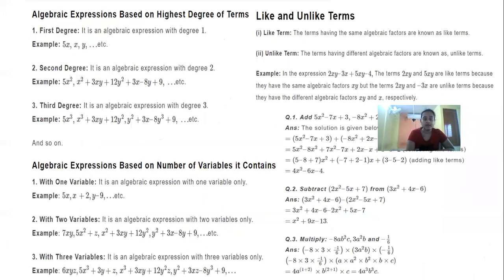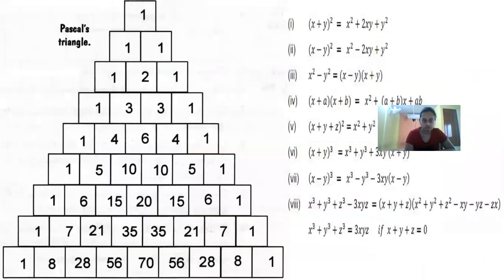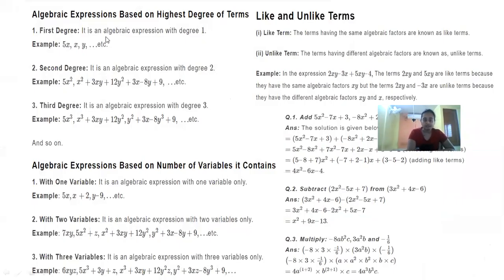Okay. Next is algebraic expressions based on the highest degree of terms. The first degree: if you have in your expression the highest degree of the variable as 1, then it will be called a first order or first degree equation. Next, if you have x square plus 3xy plus 12y square plus 3x minus 8, here you can see that the highest order of x is 2, highest order of y is 2. Here also x into y, that means it will be degree 2. So the highest order of the variable here is 2. That's why it's called a second degree polynomial, you can call it polynomial because we have more than one term here.